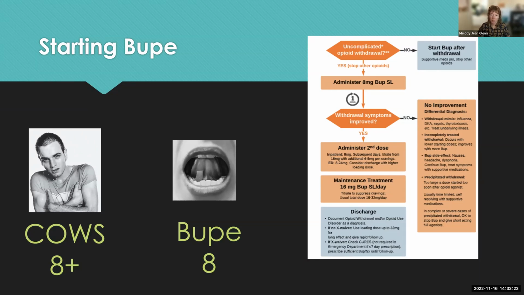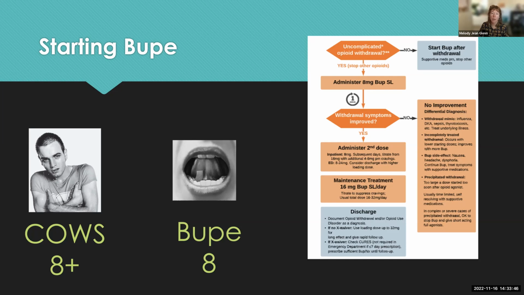So you get a COWS score, and this is the easiest way to remember. If their COWS score is 8 or above, give 8 milligrams of Bupe, and it's sublingual. So they don't swallow it, and they can't have any food or drink for at least 15 minutes after they put it under their tongue. Reassess them 30 minutes later. If they are feeling a little bit better, if they are feeling normal even, give them another 8.